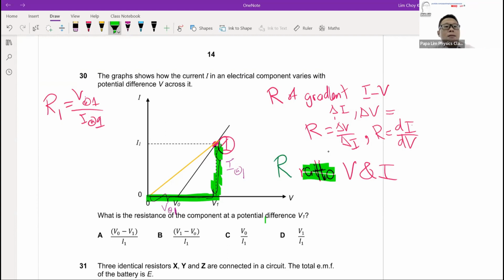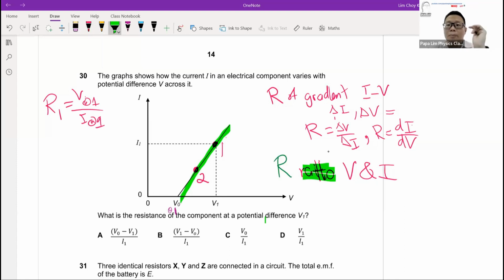Okay, so similarly, what happens to the other point? Let's say I want to find the resistance at point 2 here in this case. If you look at the gradient, you'll find that point 1 and point 2 happen to have the same gradient. The resistance between these two points, point 1 and point 2, happens to be on the same straight line, so the gradient is the same, and point 2 and point 1 will have the same resistance.